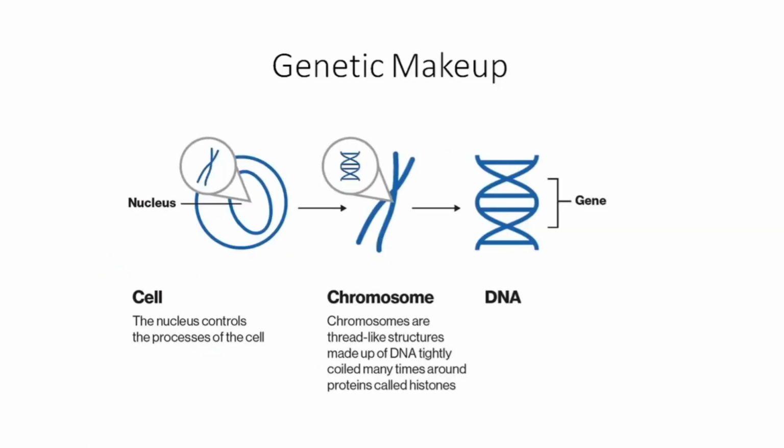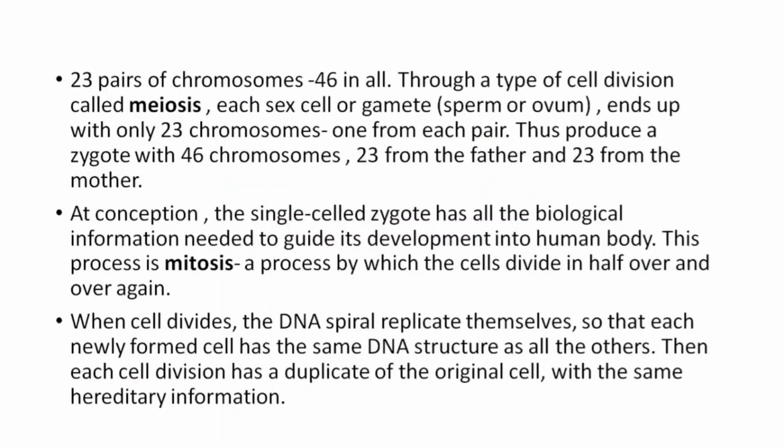Every cell in the normal human body, except the sex cells, has 23 pairs of chromosomes, 46 in all. Through a type of cell division called meiosis, each sex cell or gamete, that means the sperm or ovum, ends up with only 23 chromosomes, 1 from each pair.